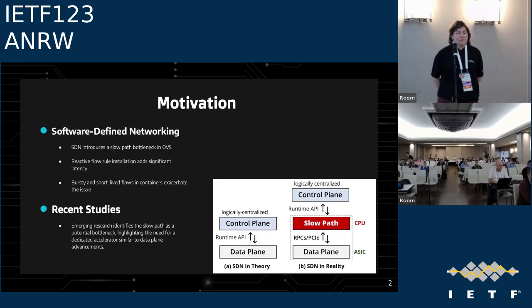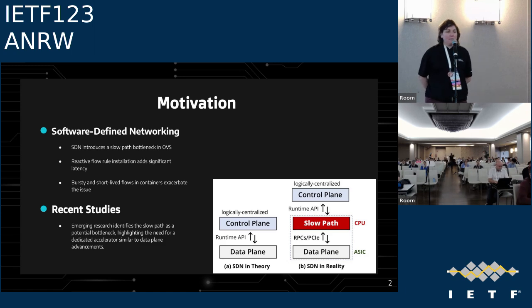So the motivation here, maybe many of you are familiar with the split that we have in SDN networking between the control plane and data plane. So there is a very common term used, slow path, which is known to have become a bottleneck in these environments. With reactive flow rule installation, this becomes a problem in some environments depending on the traffic characteristics.